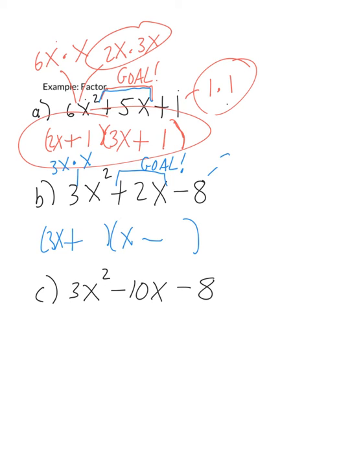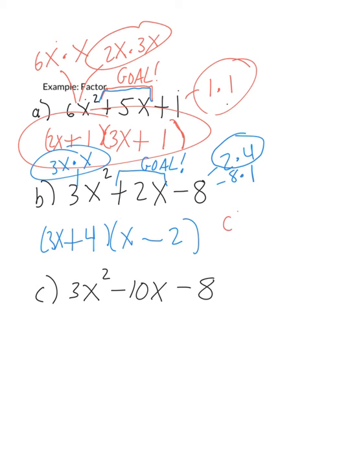For 8, the multiples could be either 2 times 4 or 8 times 1. I like to pick the overall smaller number pair to begin. So I'll just try 2 and 4. And again, it's just guess and test. I have no clue what should go where. So I'll just put the 2 here and the 4 here. So I currently have 3x plus 4 times x minus 2 as my first guess.